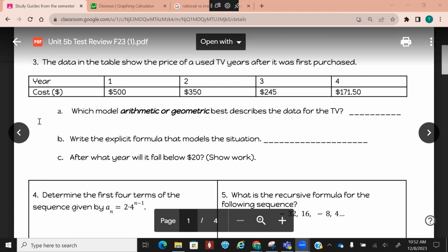Geometric. Why? So multiplying by something each time. So it's geo. And now we're going to write the explicit form. So what's the initial? 500. And then what's the rate? 0.7, because we took 350 and we divided it by 500. And then we're going to raise it to the n minus 1. Cool?